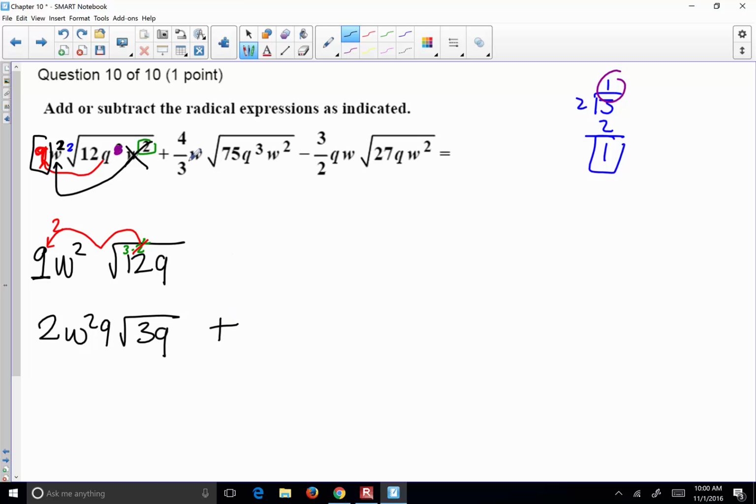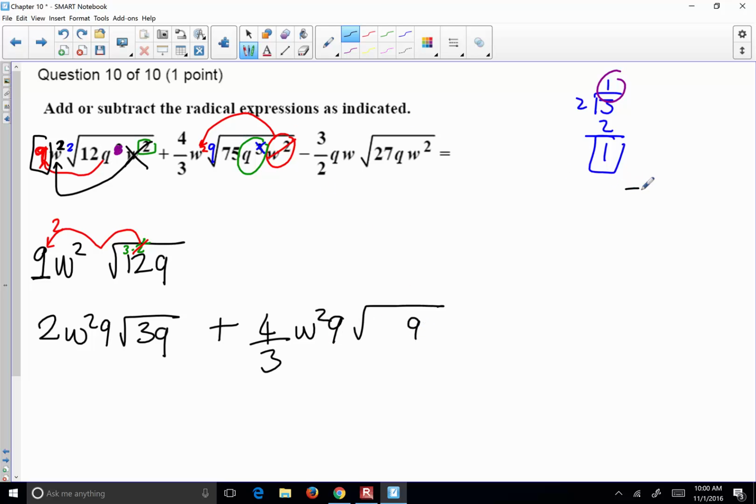Alright, coming up next, 4/3. Again, another w squared coming out and combining and making this w squared. Same deal. q cubed as before. 2 of the q's leave outside as q, and 1 of the q's stays in. So still q is in. 1 q out, 1 q is in.